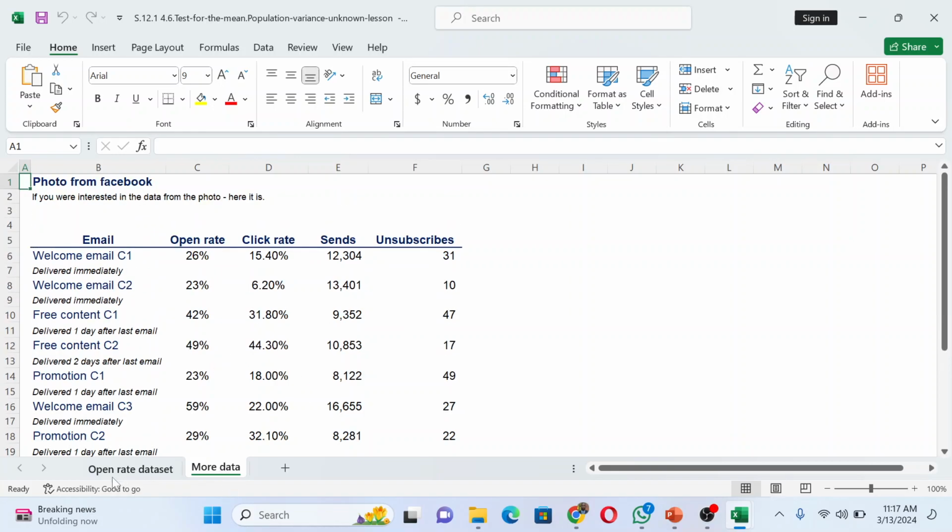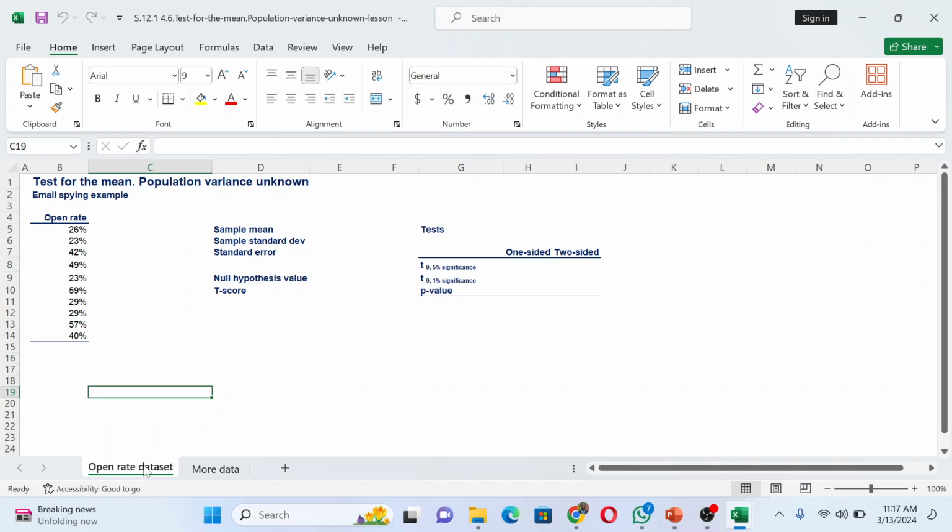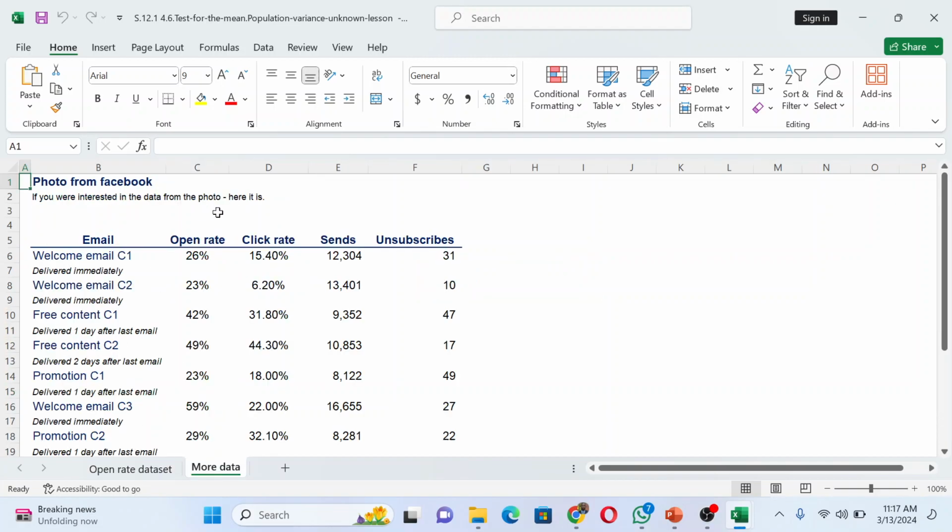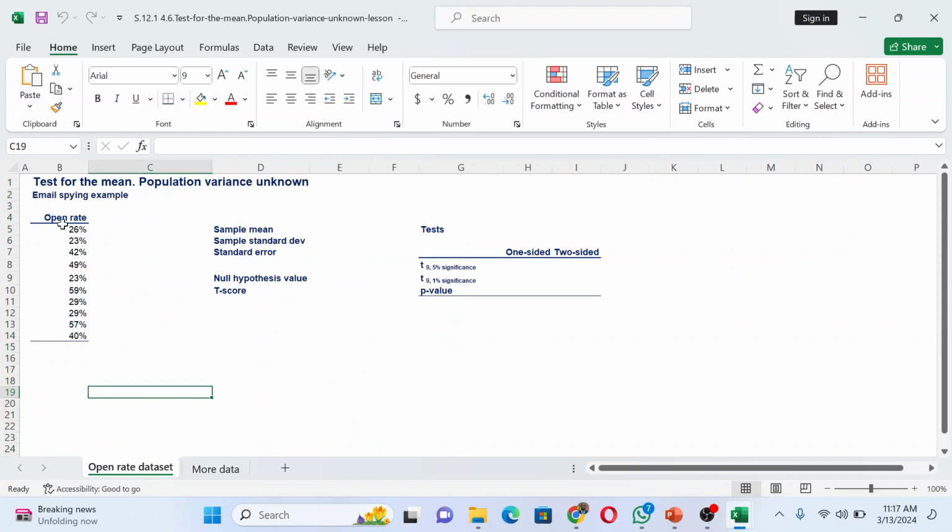This is the more data. So we have the data set here. I have summarized it because I was interested in this column alone, right? This is the column we want, open rate. So here we want to test for the mean. The population variance is unknown. The data set is one population, right? Then what do we need? Based on this, which type of test is this? Is it a two-tailed or one-tailed?